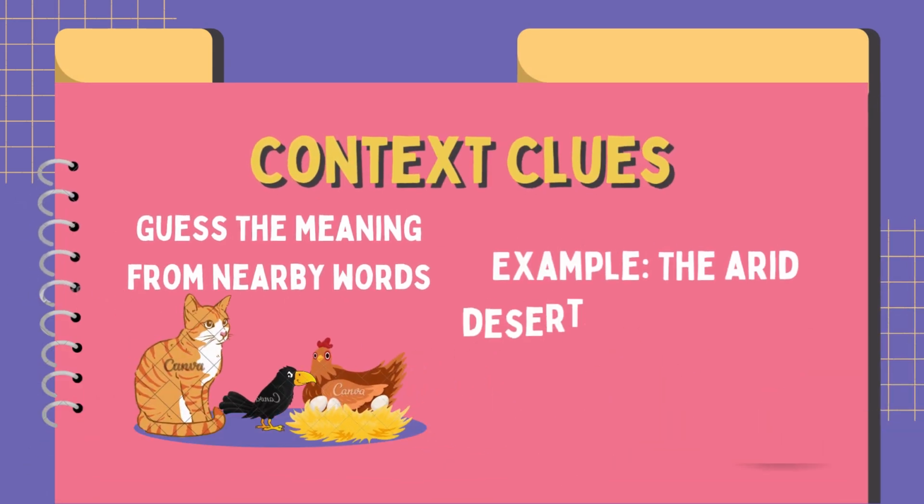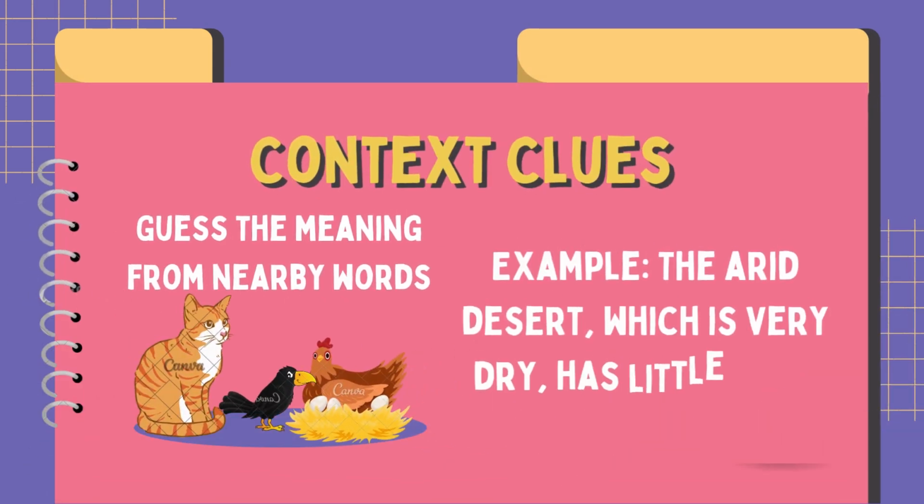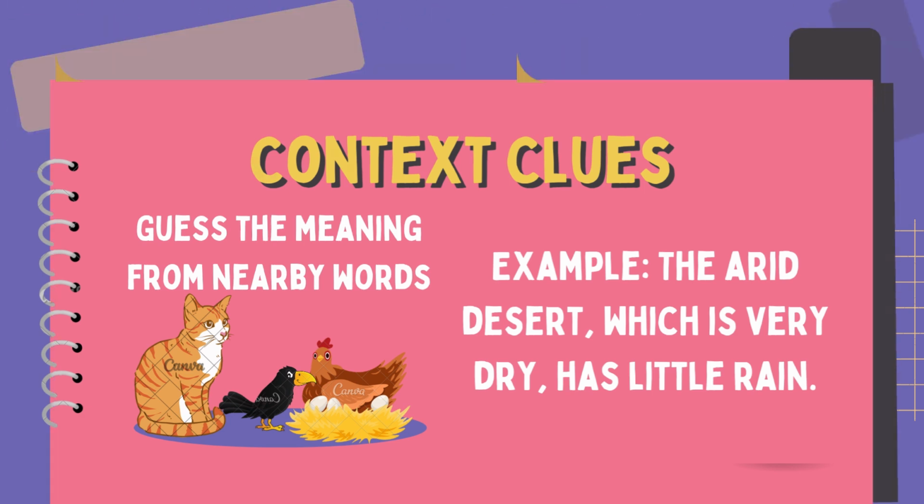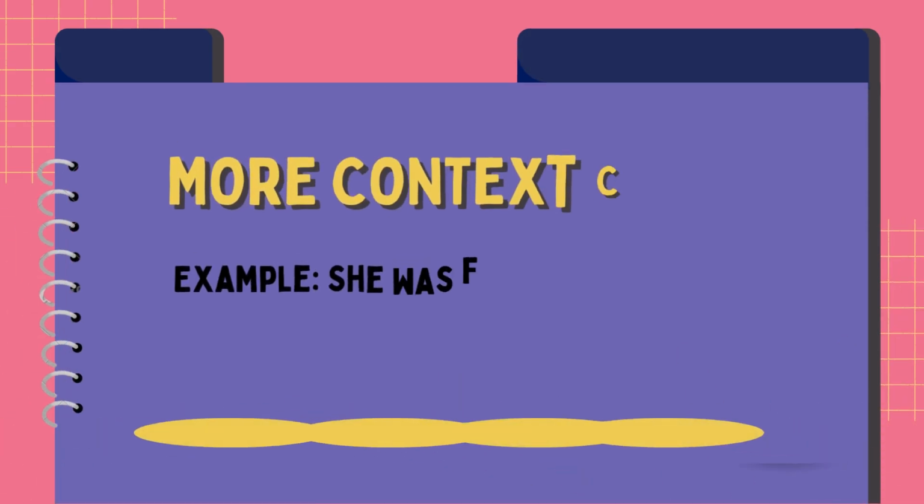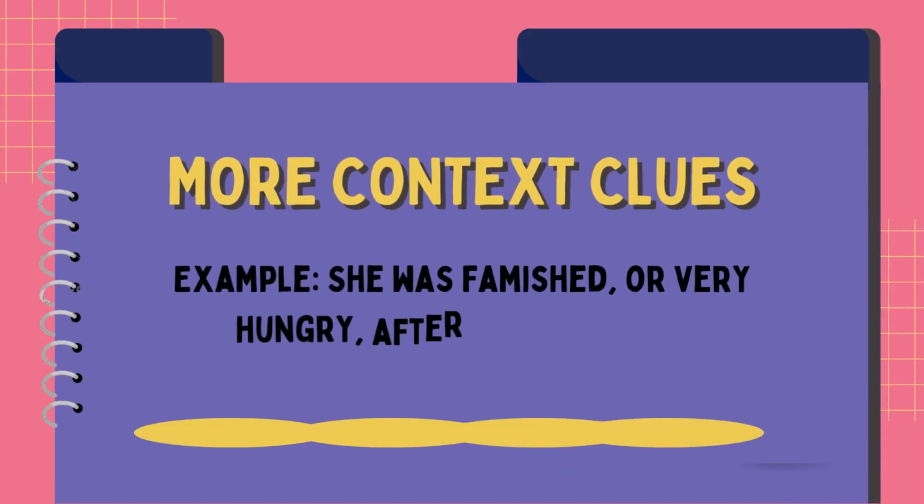Context clues help us figure out the meaning of a new word by looking at the other words around it. For example, the arid desert, which is very dry, has little rain. Even if we don't know the word arid, the phrase very dry helps us understand. That's using context clues. Another example: she was famished, or very hungry, after the long trip. The words very hungry explain what famished means. Authors often give hints like this, and we just need to pay attention to understand the meaning.